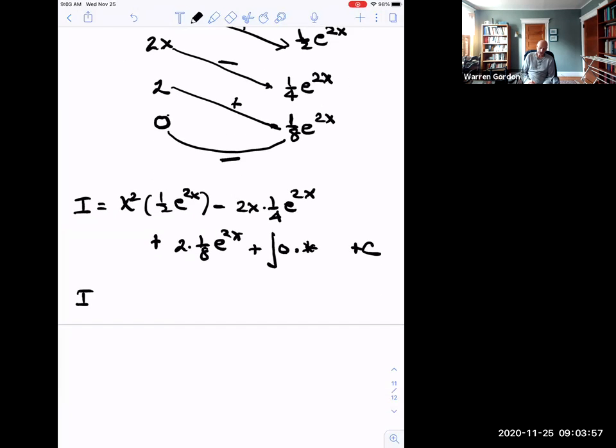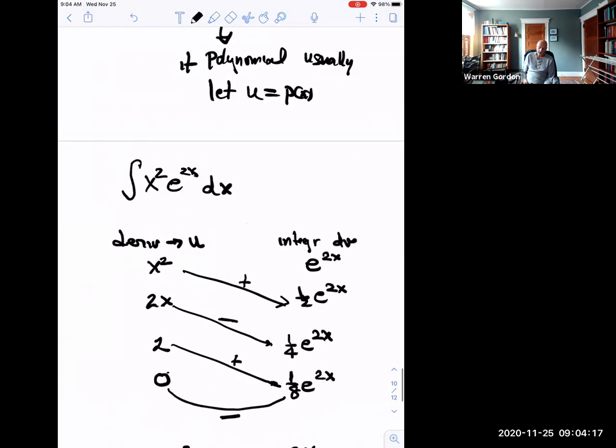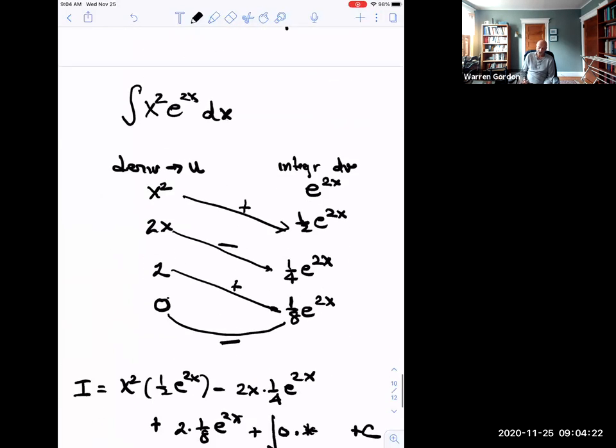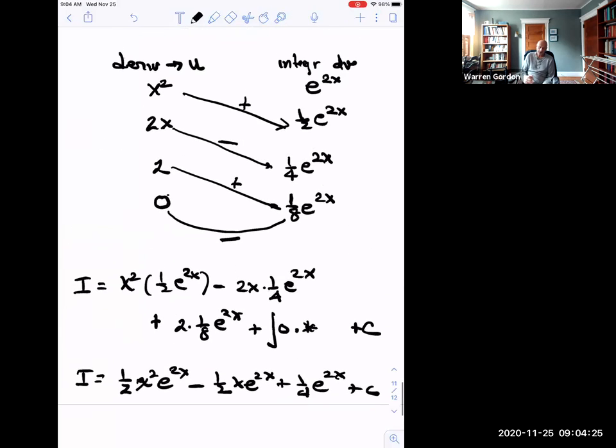So I get as my answer 1/2 x squared e to the 2x minus 1/2 x e to the 2x plus 1/4 e to the 2x plus a constant, which is exactly the answer I had a minute ago. But notice this method, which sometimes is called tabular integration or tabular integration by parts, enabled me to do the integration very, very quickly.